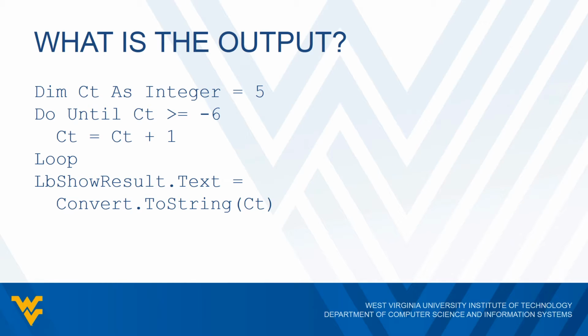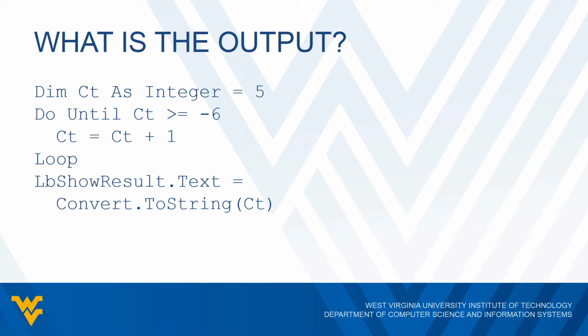Here is another example where we're using the do until loop. We still have CT as an integer. The body of our do until loop still increments CT by 1. We're still displaying the result. But take a look at this code and see if you can determine what the output is going to be.